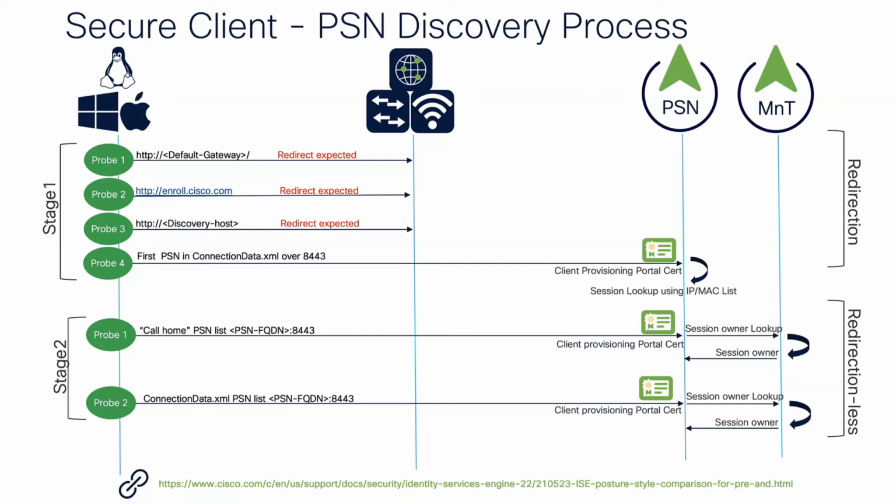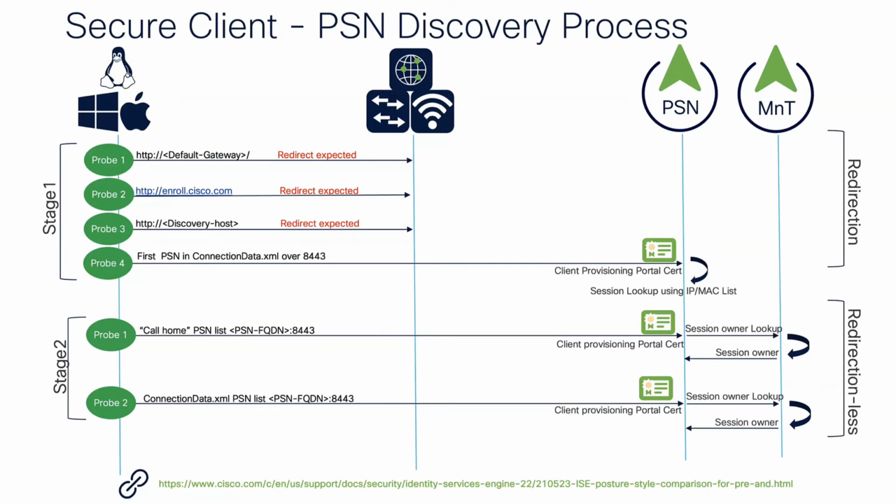So then it makes use of a connection data XML file, which was populated earlier with the earlier connection data, the earlier connected PSN that it will try to contact. That's when it's going to get the session owner, or the PSN that it got authenticated with. So all these probes allow the Cisco Secure Client to discover the PSN that it got authenticated with. That's the main agenda of all this.